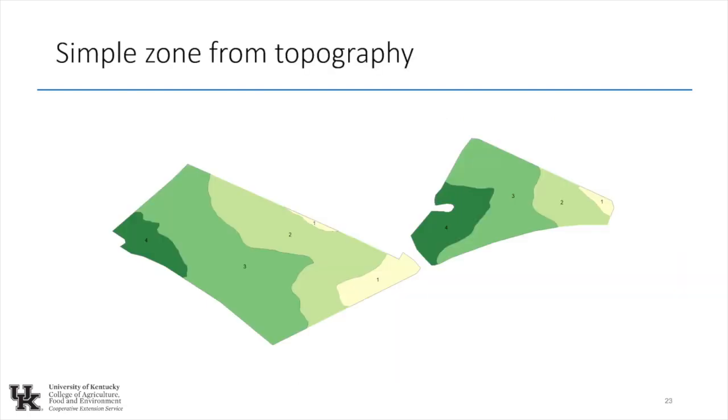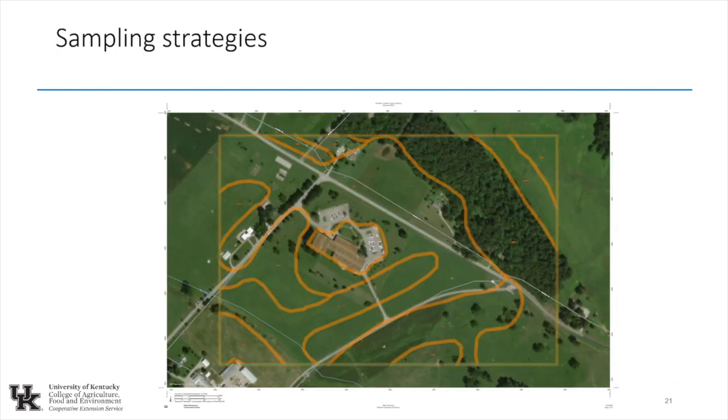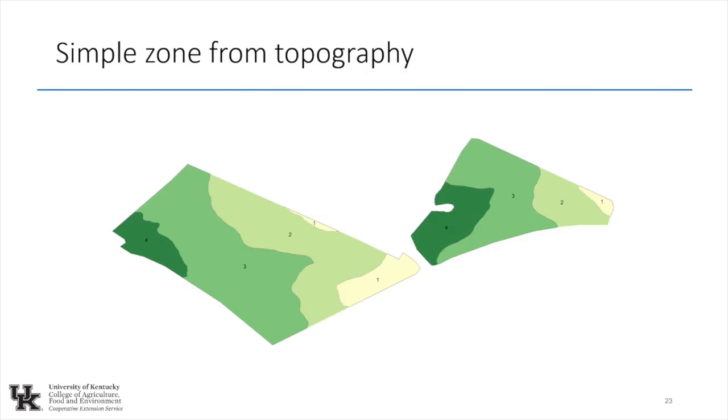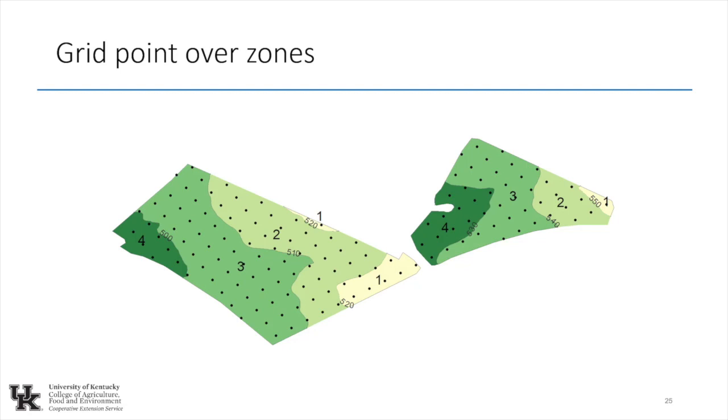So here's a simple example. We took elevation and slope for the field that I showed from that soil test map previously. So this is this field here, and we basically took the slope and elevation, we ran it through MZA, and MZA said, okay, you need 4 zones. Then we're going to drop a grid on top of that because we had some grid data for that field, and I'm going to take all the points that fell within those zones, and I'm going to average them.